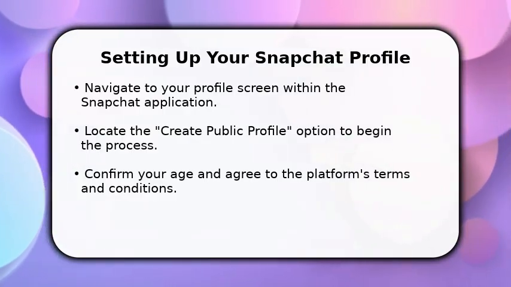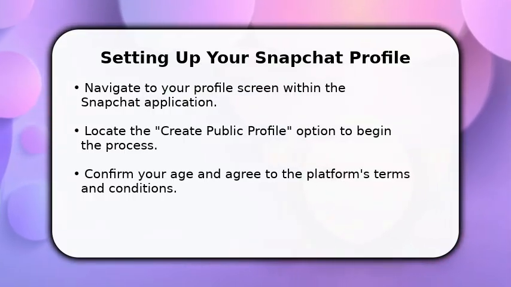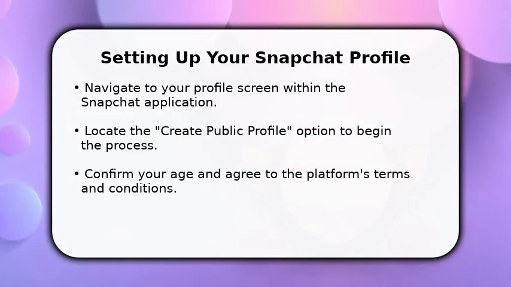Next, scroll down to find the My Public Profile section. If you do not see it, look for an option to Create Public Profile and tap it. You will need to confirm you are at least 18 years old to proceed.